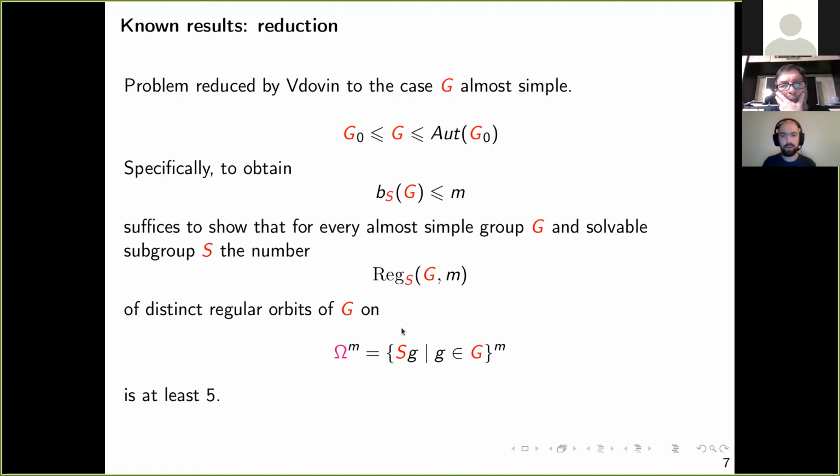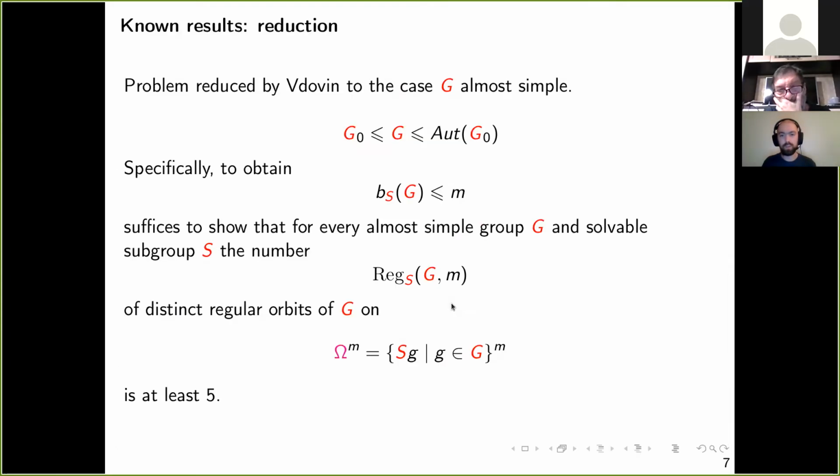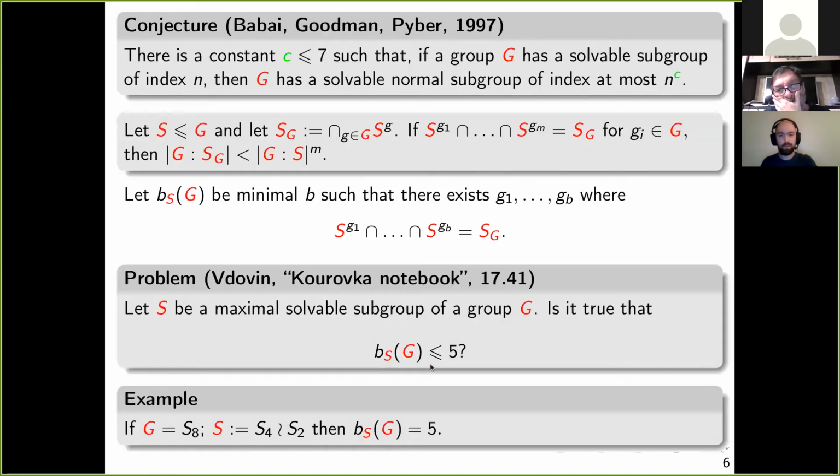So if we want to show that BS of G is not greater than 5, then we need to show that for every almost simple group G and its solvable subgroup S, reg S of G, 5 is at least 5. So we need at least 5 regular points, and we want M here to be 5 because that's our conjecture.